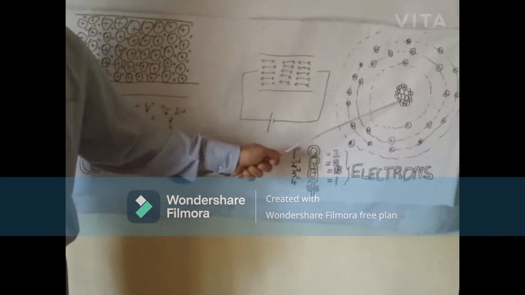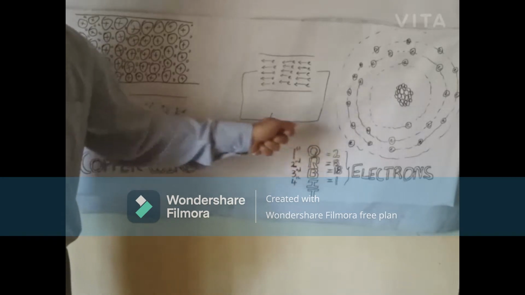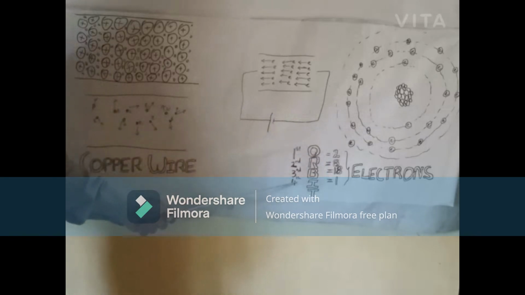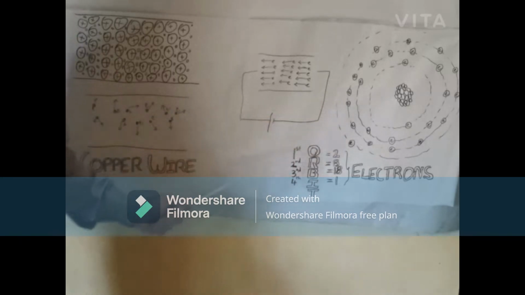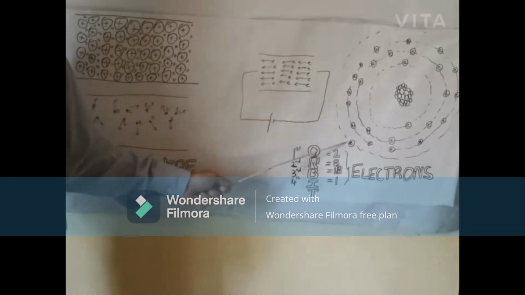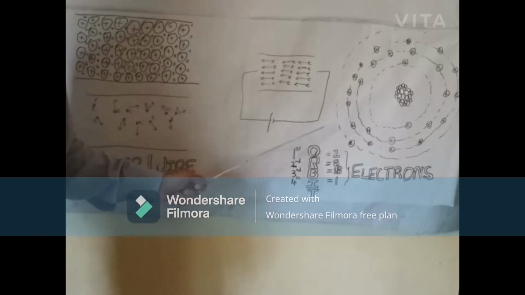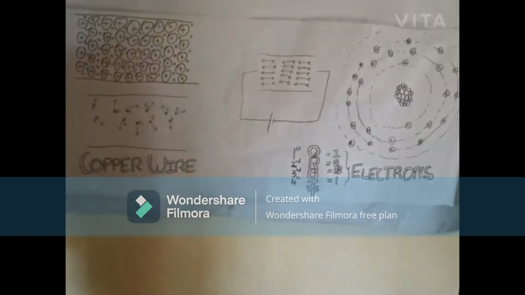This is the nucleus where the protons and the neutrons are situated, and the electrons revolve round the nucleus. So the fourth orbit has only one electron, and that electron is loosely bound. When external energy or heat is given to the electron at room temperature, it freely moves around the copper wire. So this is a copper atom and this is a copper wire. You can see the electrons freely, randomly moving in all directions with all velocities.